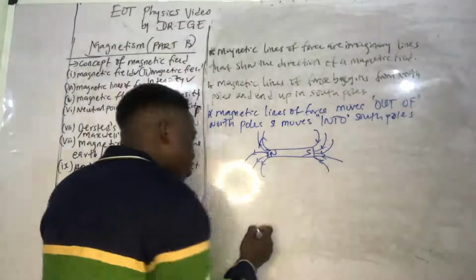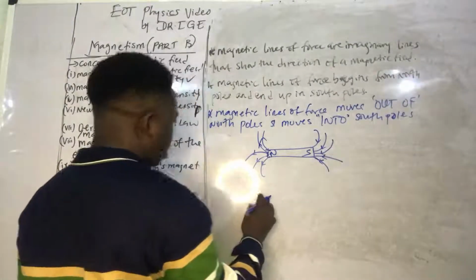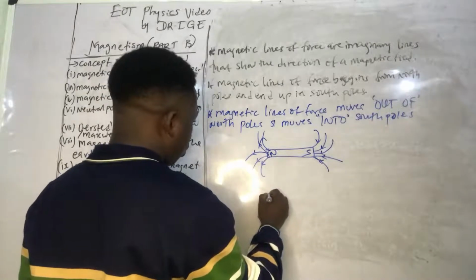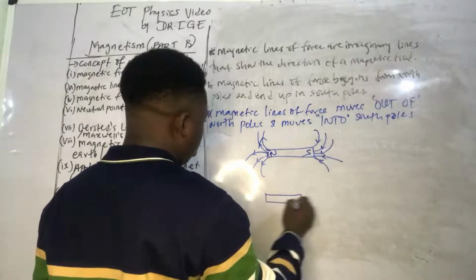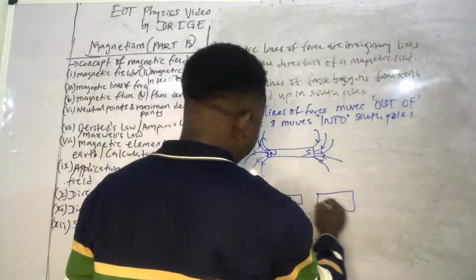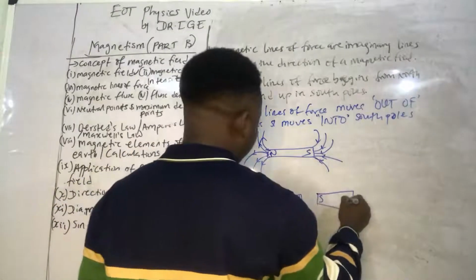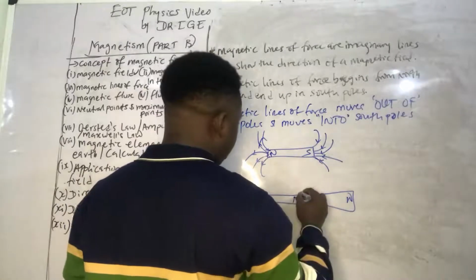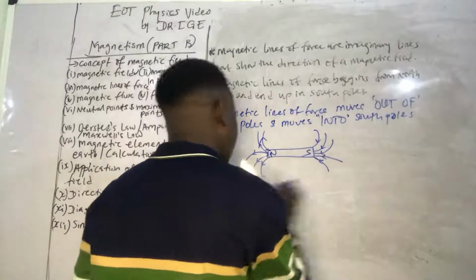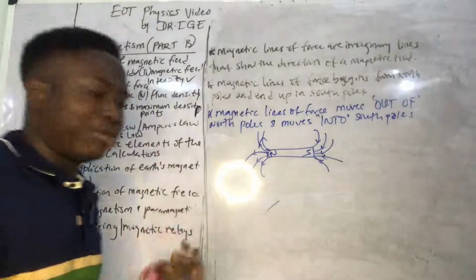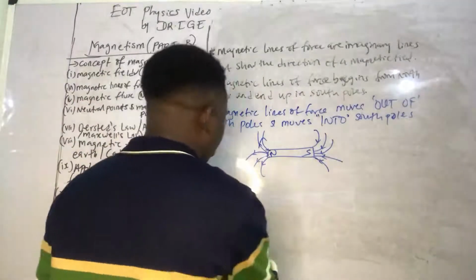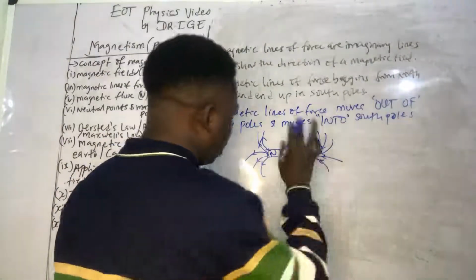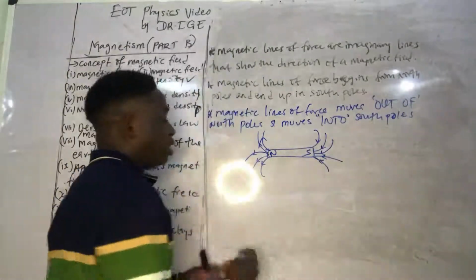Actually, if you have, let's say, two magnets, let me say something like this: north, south, north, south. You will discover that, well, we'll do all these things. Let me not go faster than the pace we ought to. We actually begin from north pole and end in south. So I won't start talking about neutral point and everything.